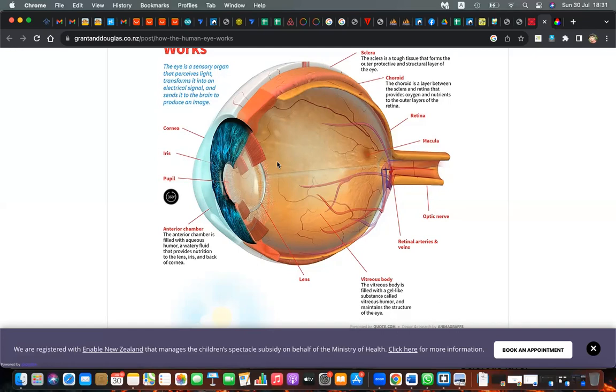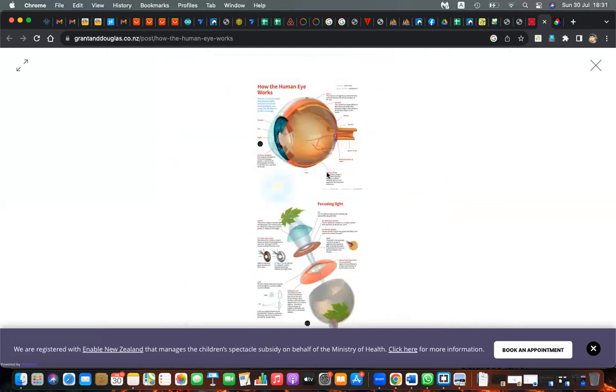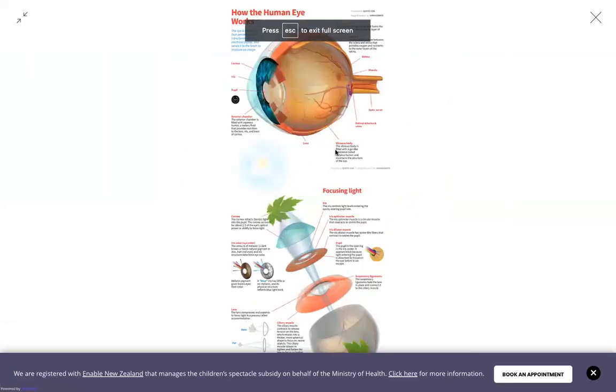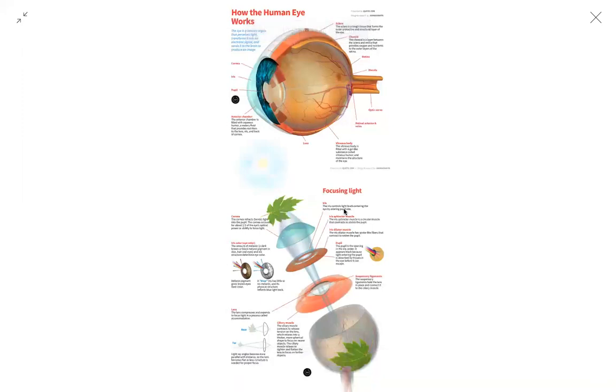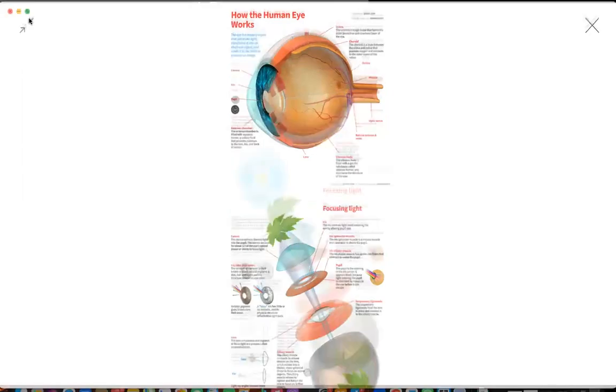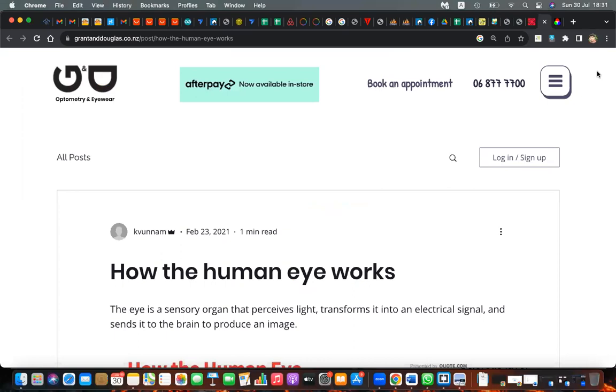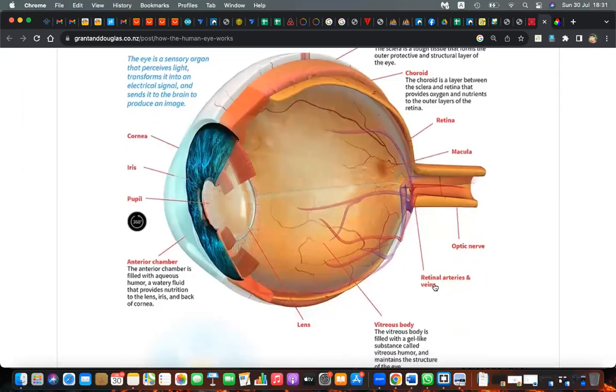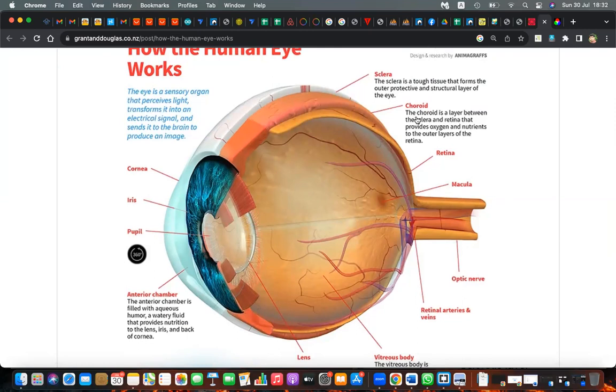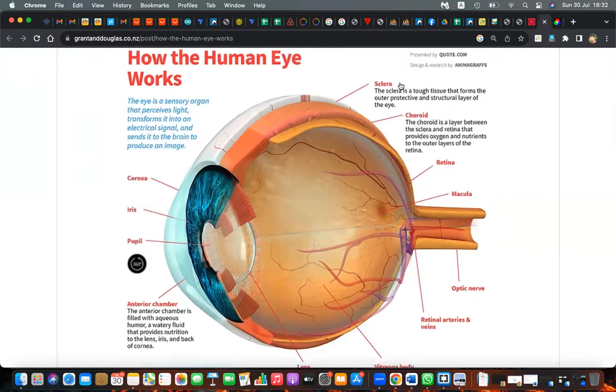Then after the lens, this area is the vitreous body. The vitreous body is inside the eye. And after that, the optic nerve, and then the retinal arteries and veins, optic nerve, and then the macula, retina, then the choroid, and here the sclera. So those are the things.